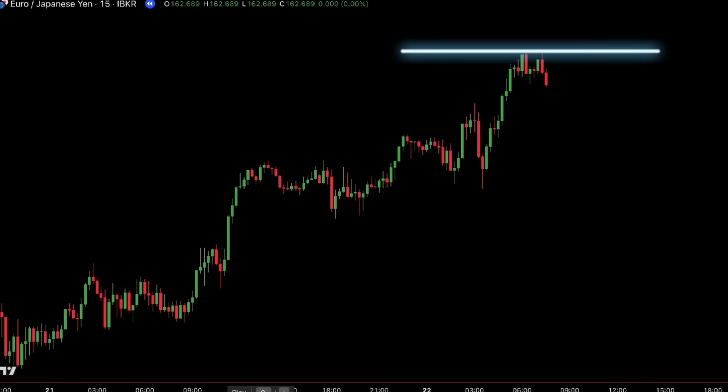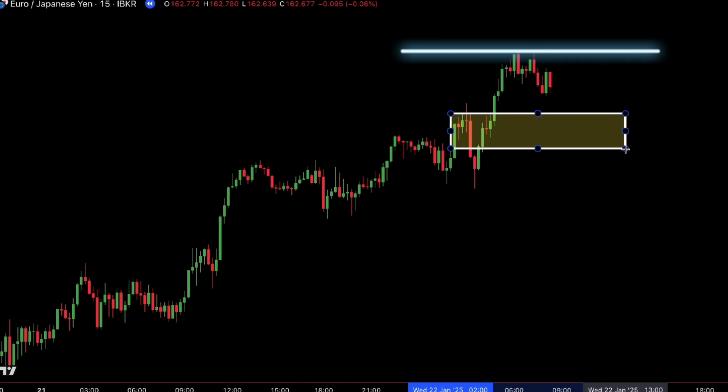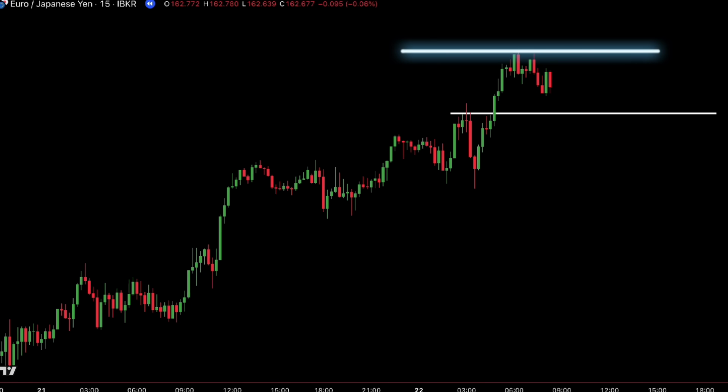Once price starts pulling back, we now focus on identifying where the retracement might end. A logical area is a previous resistance level that now acts as support.